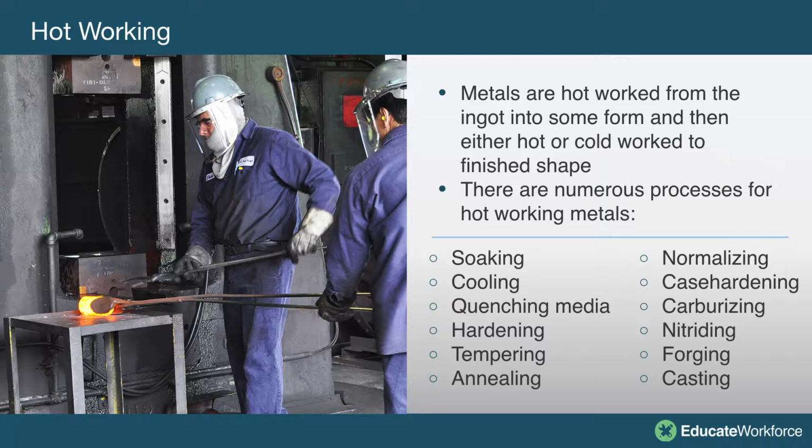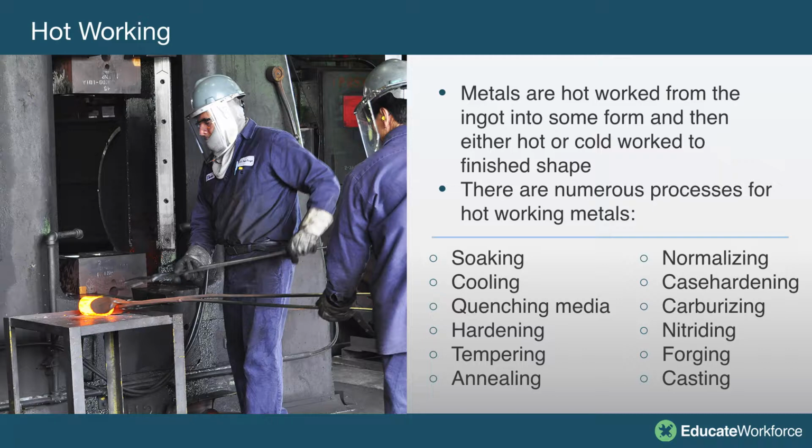Soaking involves bringing the metal up to a specific temperature and holding it there for a period of time. Cooling, on the other hand, allows us to bring that piece of material down to a workable temperature. The quenching media is what we use to control the rate of the cooling. We can use oil, water, a brine solution, or you can just let it cool in still air.